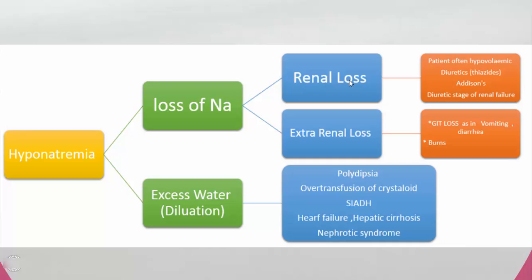On the other hand, hyponatremia can be caused by excess water, like in polydipsia, where the patient drinks water in an amount that causes dilution of the blood in the vessels, overtransfusion of crystalloid, syndrome of inappropriate secretion of ADH, antidiuretic hormone, heart failure, hepatic cirrhosis or nephrotic syndrome. All these causes cause excess water in the blood volume and dilution of the sodium content.